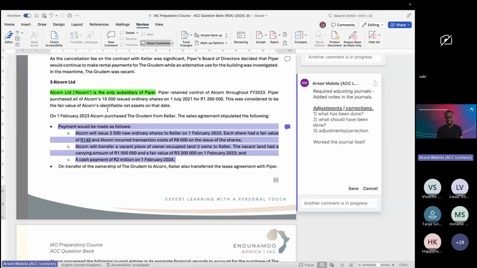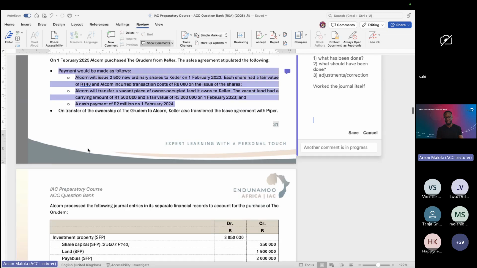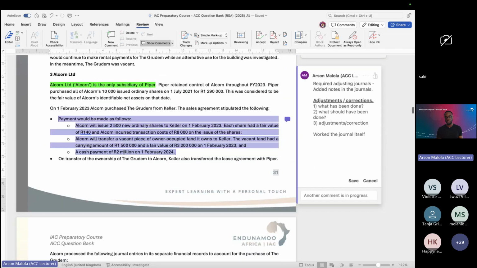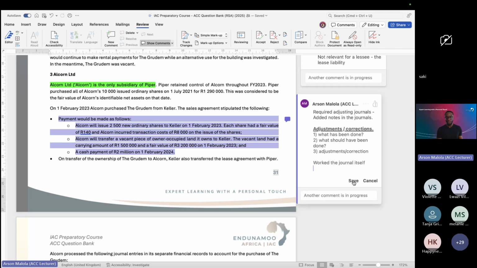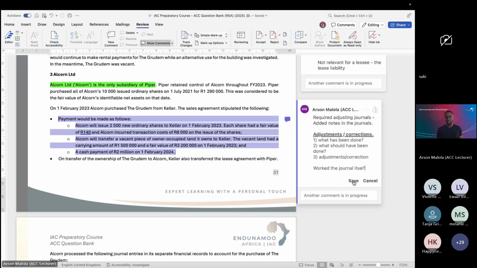But for this particular part in our conversation, before we get to the journal entry, let's just talk a little bit about step 2 with what I've highlighted here, i.e., how would Alcorn account for all of this stuff? What should Alcorn do to account for this acquisition of this investment property / PPE?